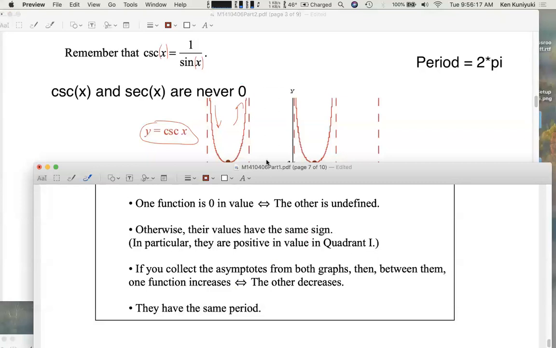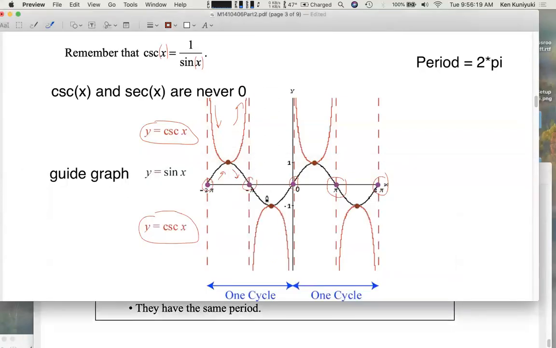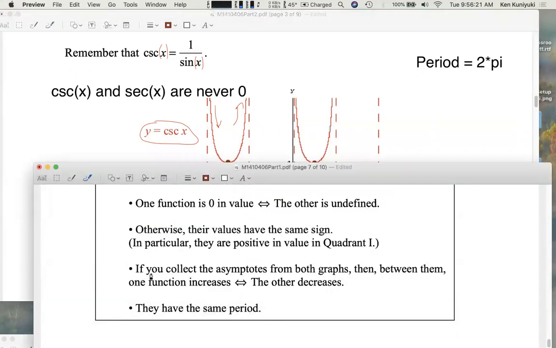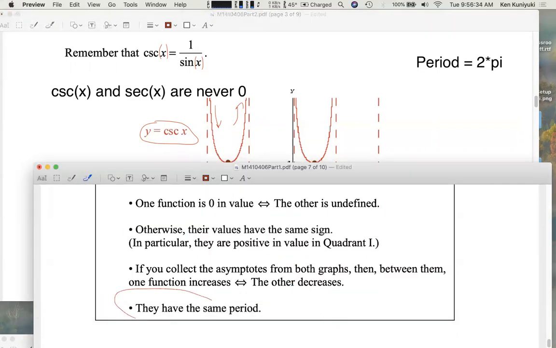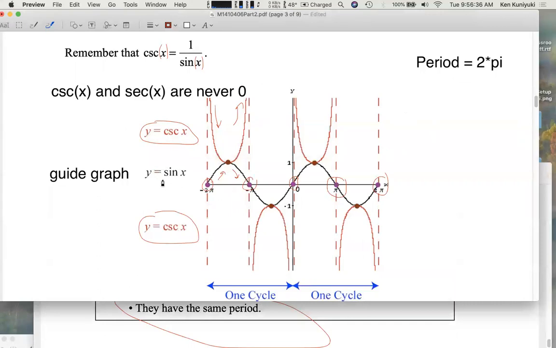Otherwise, the values have the same sign, positive to positive, negative to negative. If you look between the asymptotes and the intercepts, as one function increases, the other function decreases. That's why we have these up-U, down-U shapes for cosecant of x. They have the same period. It's 2 pi for both sine of x and cosecant of x, and also for cosine of x and secant of x.